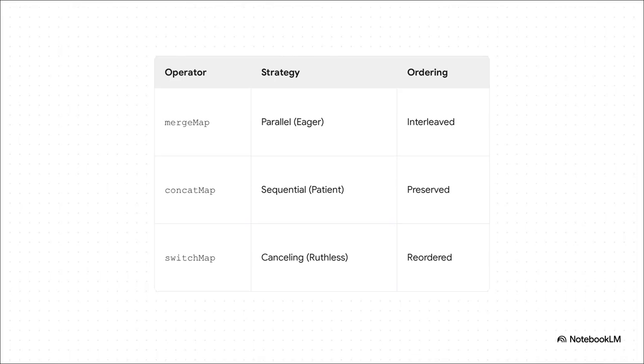Okay, this brings us to what is probably the biggest headache for anyone learning RxJS: mergeMap, concatMap, and switchMap. They're all non-lossy, but they have totally different strategies.